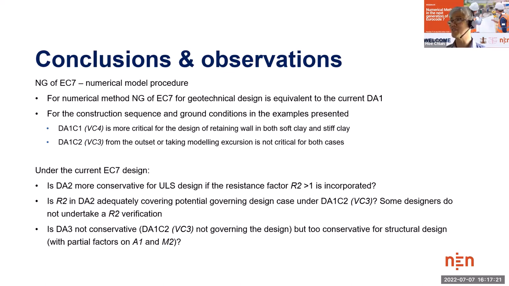And verification 3 is not critical either, whether you apply the partial factor from the outset or take a modeling excursion. Under the current design code, Design Approach 2 has not taken into consideration verification case 3, but if you apply a resistance factor of greater than 1, it might cover your verification for this combination 2. For Design Approach 3, it is not conservative if you consider the geotechnical actions, but it's too conservative for structural design with partial factor on actions and material.